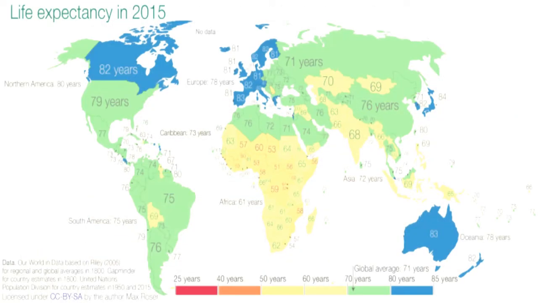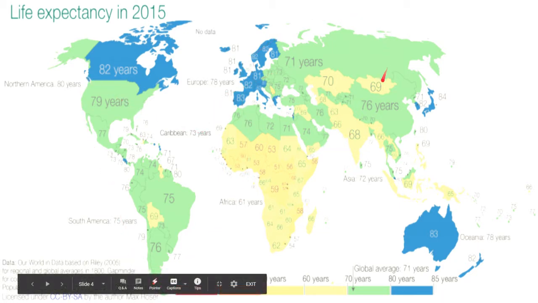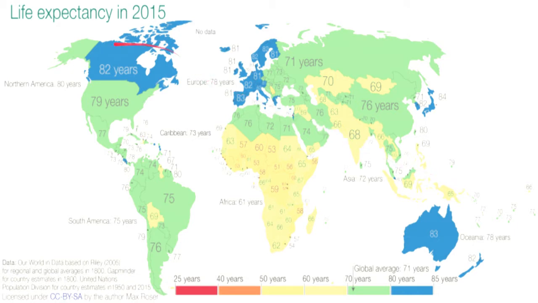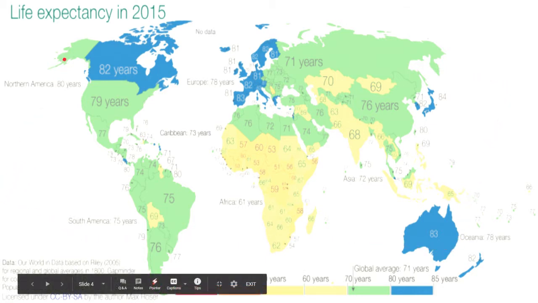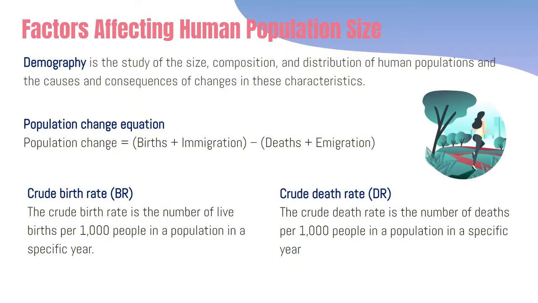However, there's a discrepancy in the distribution of the life expectancy in the different parts of the globe. Some parts of the world only have 50 to 60 years of life expectancy. Some have around 70 years, while others have 80 years and above. So to fully understand why there's this variation in life expectancy per nation, we have to look into the factors that affect the human population size.